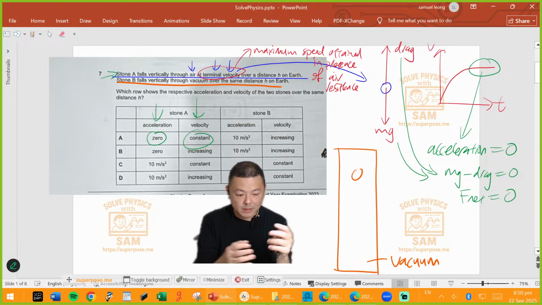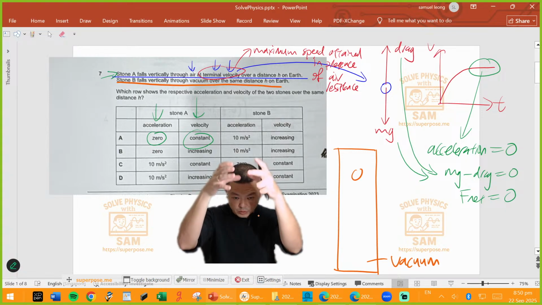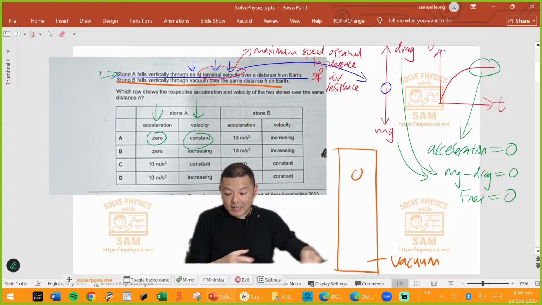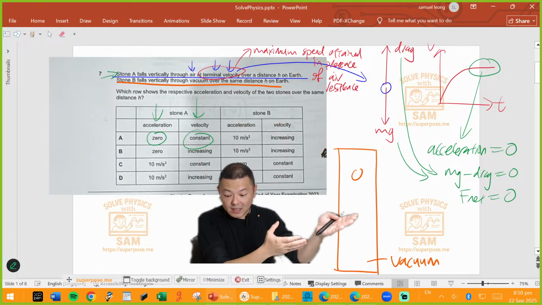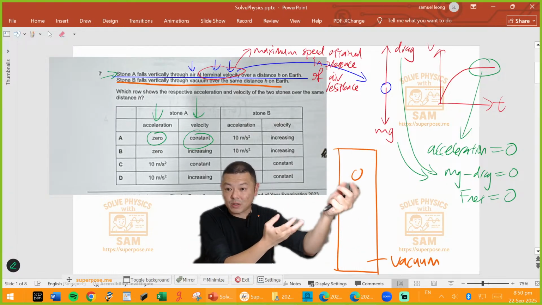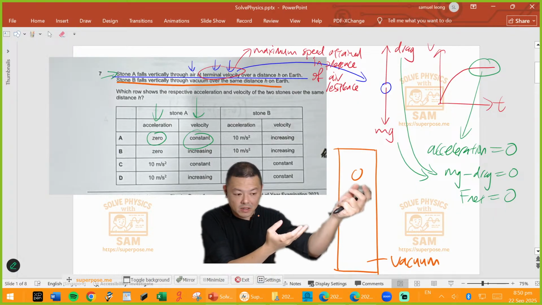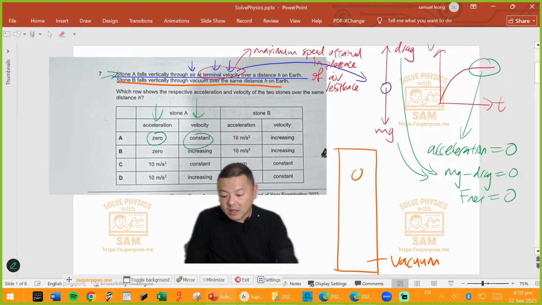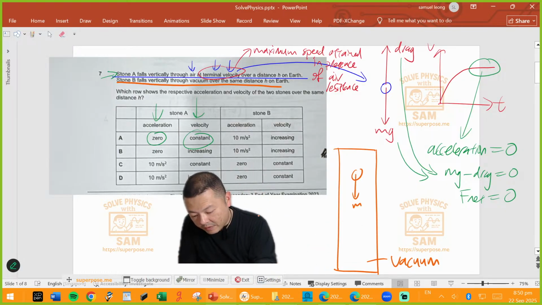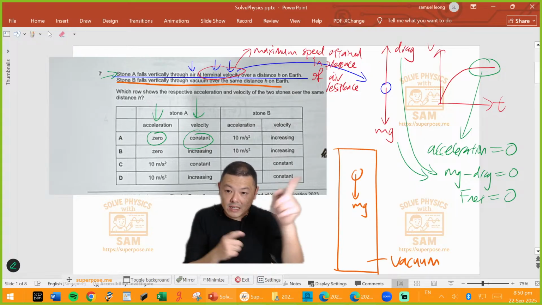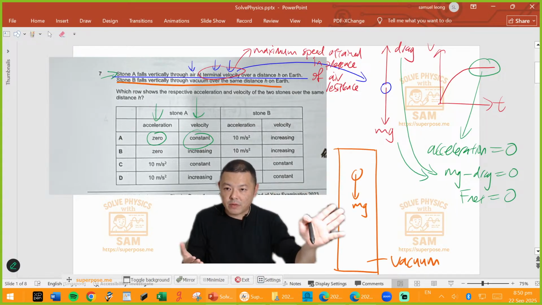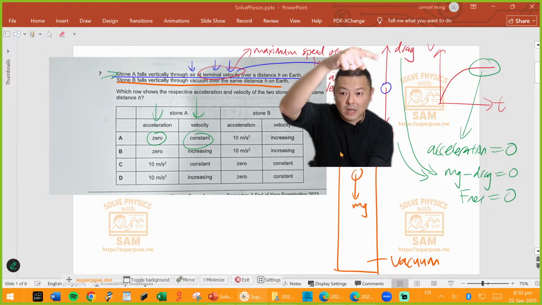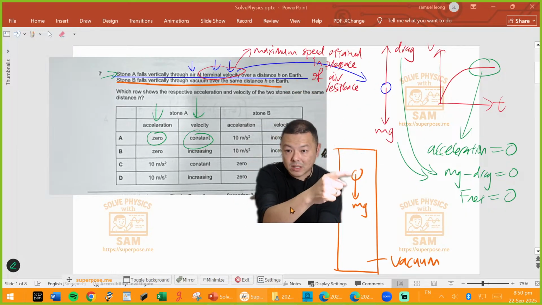A vacuum chamber is basically a little column in the lab, and you suck out all the air. There's no air inside. There's gravity, like it's on Earth, in the lab in school. It's just that the entire column inside has no air. So this object is now falling, and therefore the only force that acts on it is the weight. There's no air resistance, not like stone A, which has drag. This one is just weight.